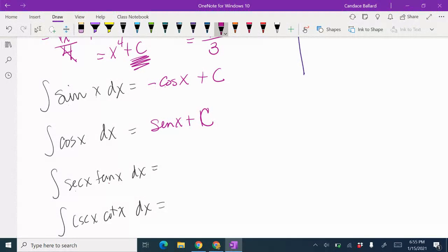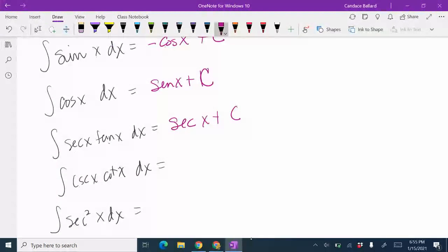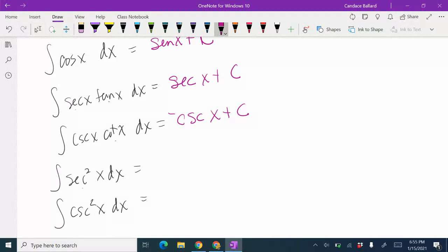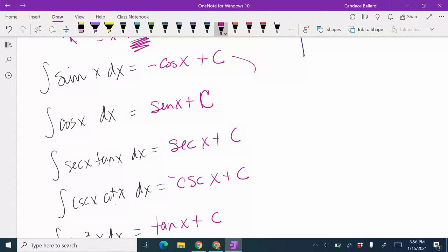When we integrate secant tangent, think about it. The derivative of secant was secant tangent, so the integral of secant tangent is secant of x plus c. When we integrate cosecant cotangent, we get back to negative cosecant of x plus c. The derivative of tangent was secant squared, so the integral of secant squared is tangent of x plus c. The derivative of cotangent is negative cosecant squared x, so the integral of cosecant squared x is negative cotangent of x plus c. You got to be careful on these two because it's kind of opposite of what the derivative is.